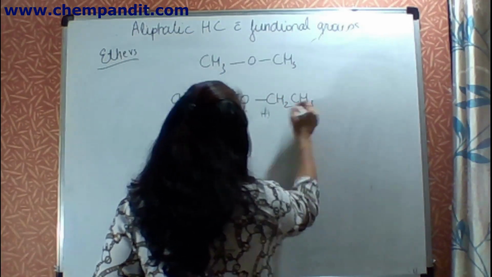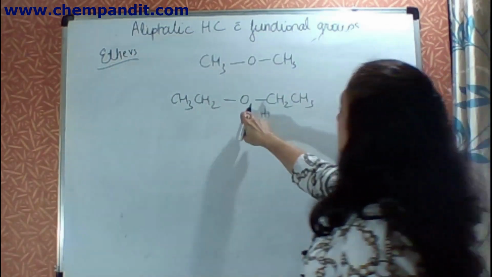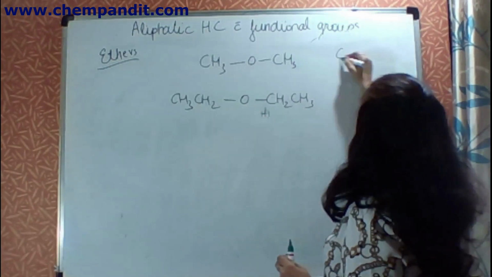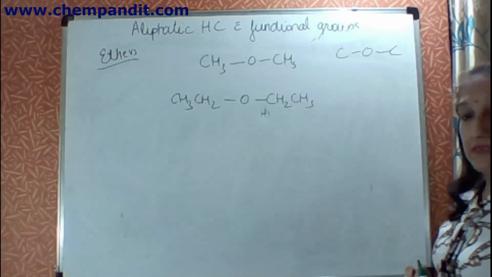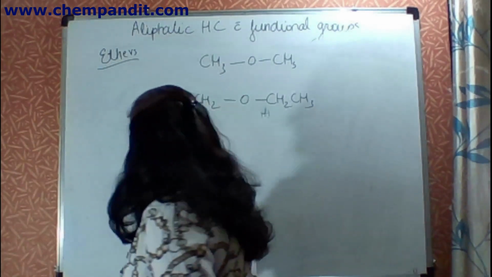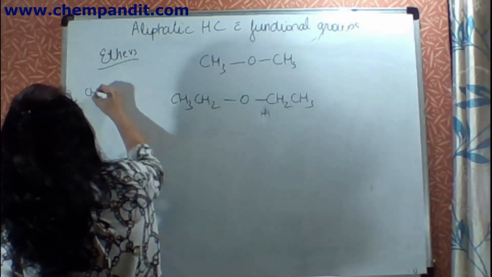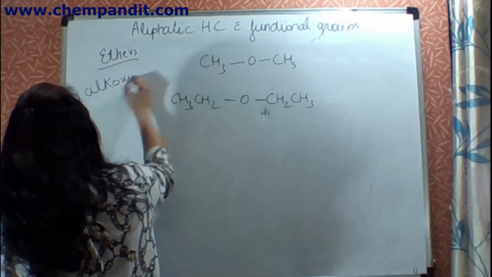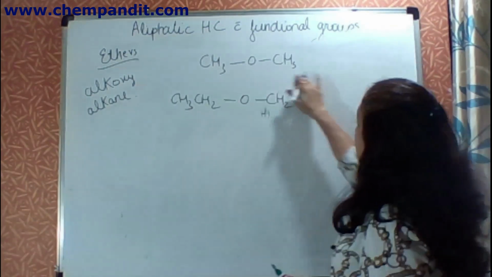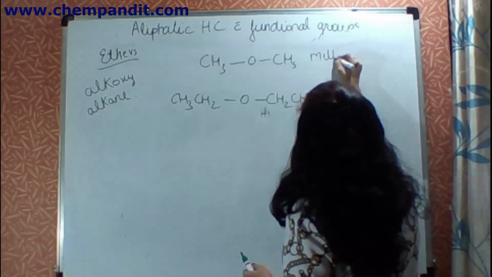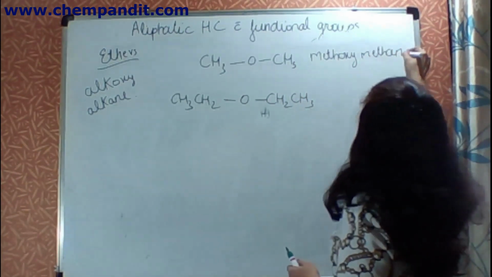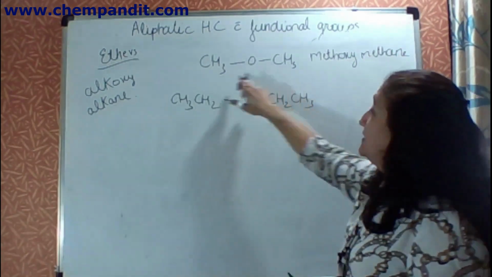Now this is an ether. An oxygen atom between two carbon atoms is the ether group, COC, like this. Clear? Now the names of ethers are written as alkoxyalkane. So the name of this compound becomes methoxymethane, because on both sides we have only one carbon atom.